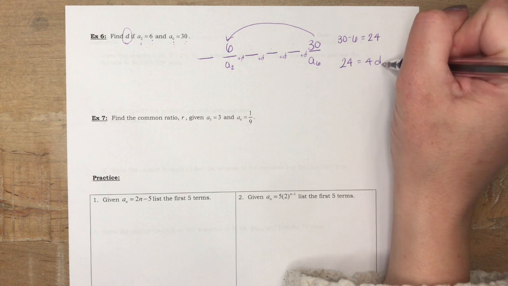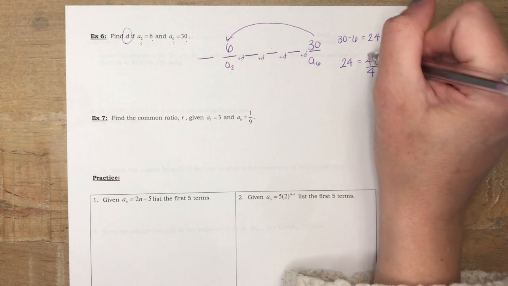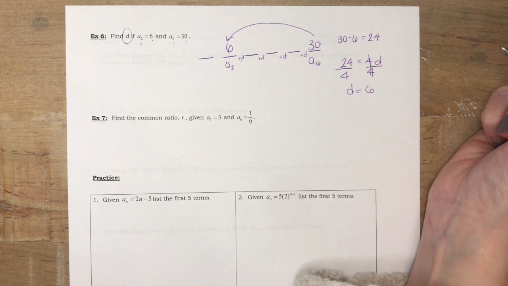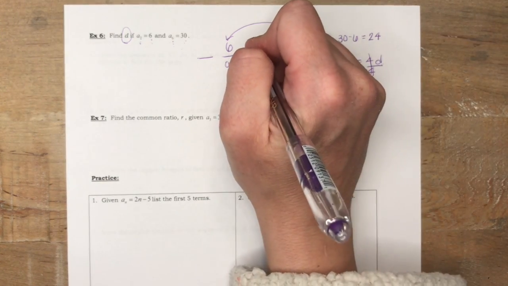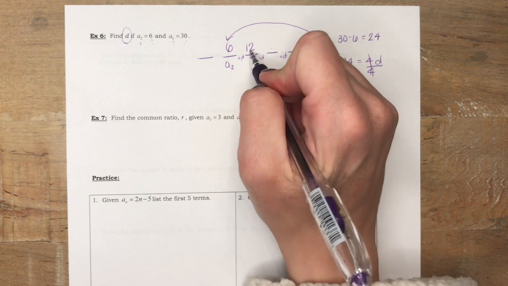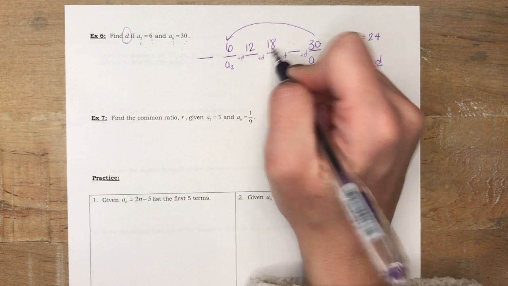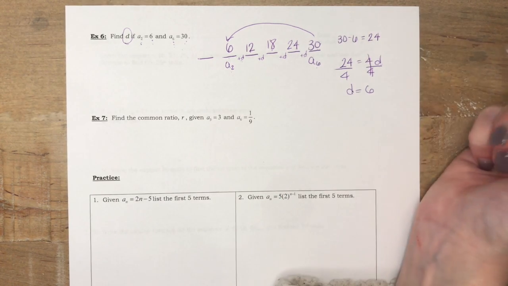So what could I add 4 times that would get me 24? And that would be 6, right? So D is equal to 6. So let's test it out and see if it actually works. So if I add 6 to 6, I get 12. If I add 6 to 12, I get 18. If I add 6 to 18, I get 24. And if I add 6 to 24, I get 30, so it worked.